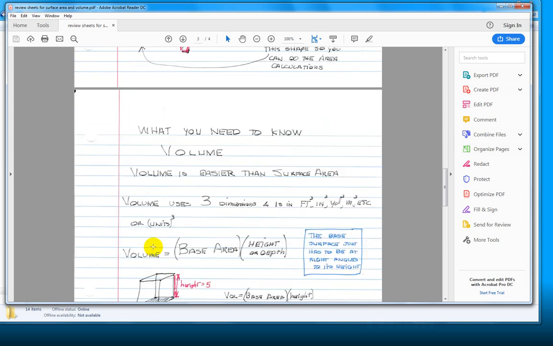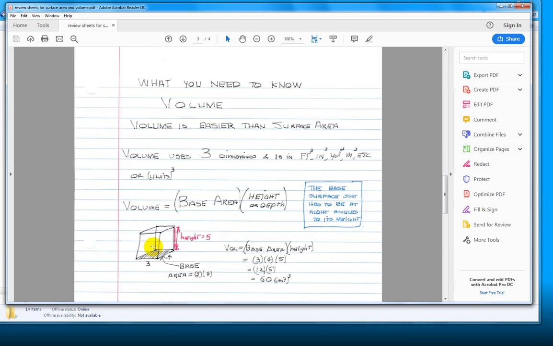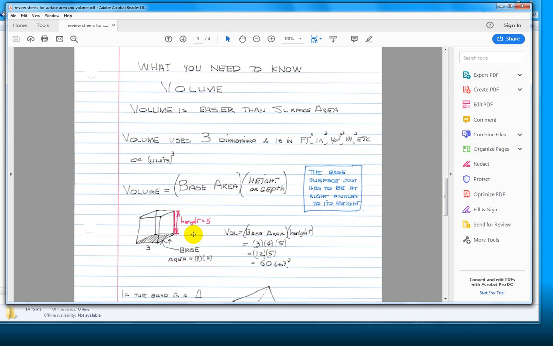So now volume is actually easier than surface area. To get the volume, you just multiply the 3 dimensions. If it's a square box, a rectangular prism, you just multiply all the dimensions together. It's very easy. In this case, 3 times 4 times 5. But in general, what you're really doing is calculating the base area, and you multiply by the height or multiply by the depth.